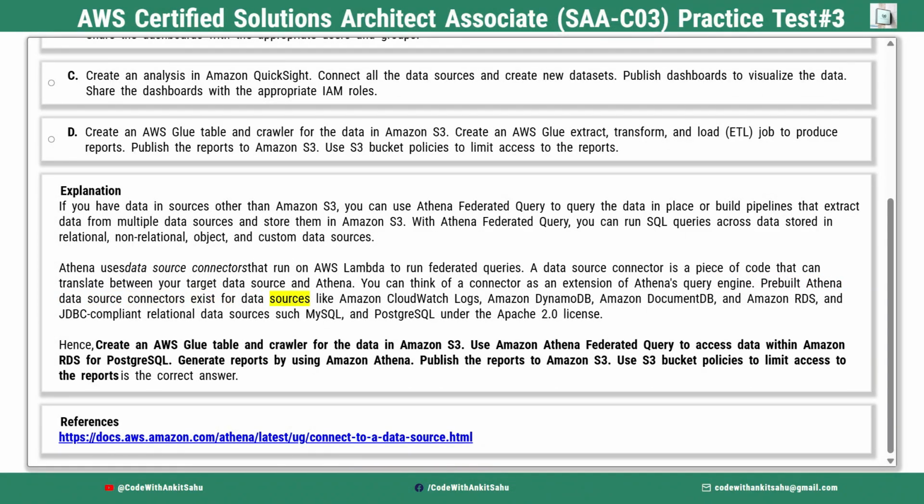Pre-built Athena data source connectors exist for data sources like Amazon CloudWatch Logs, Amazon DynamoDB, Amazon DocumentDB, and Amazon RDS, and JDBC-compliant relational data sources such as MySQL and PostgreSQL under the Apache 2.0 license. Hence, create an AWS Glue table and crawler for the data in Amazon S3. Use Amazon Athena Federated Query to access data within Amazon RDS for PostgreSQL. Generate reports by using Amazon Athena. Publish the reports to Amazon S3. Use S3 bucket policies to limit access to the reports is the correct answer. References.